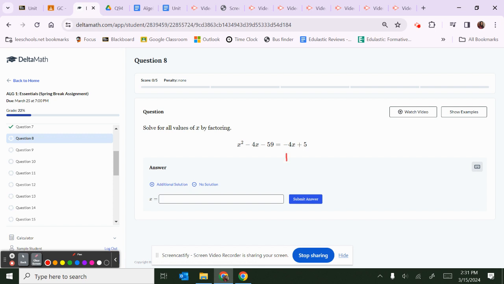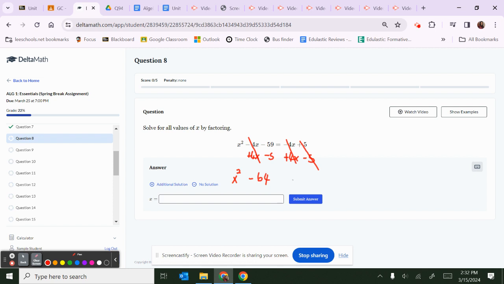All right, so I would add 4x to the other x term. That gets canceled. How do you move a positive 5? Subtract 5 from your other constant, and it cancels. Your x squared you bring down. Negative 4x plus positive 4x cancels each other out, or leaves you with 0. Negative 59 minus 5 is negative 64. All right. Now you're going to factor this.